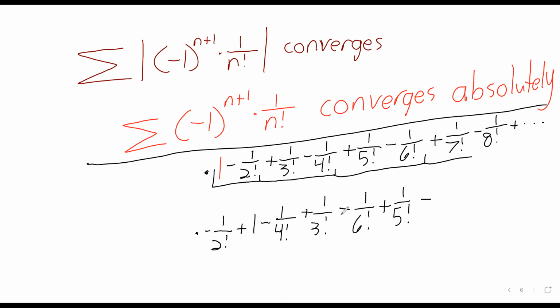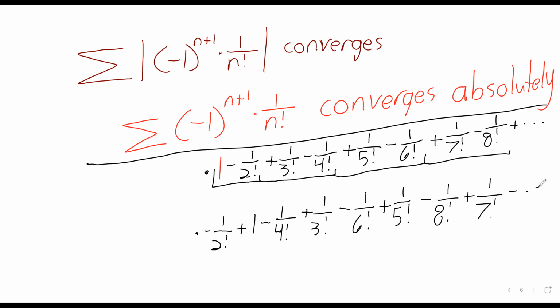And we flip around these terms. We can do that. Absolute convergence says we can do that. So this series converges, and we've generated a convergent series that does not satisfy the conditions of the alternating series test.